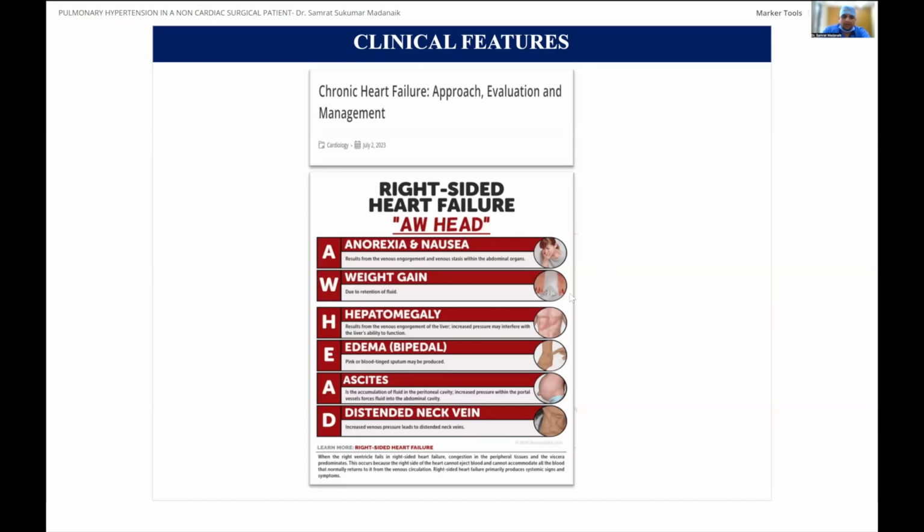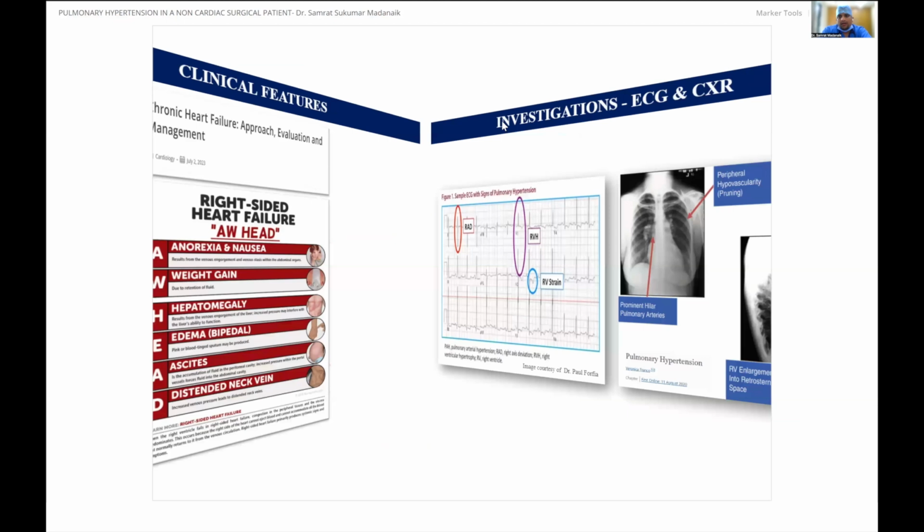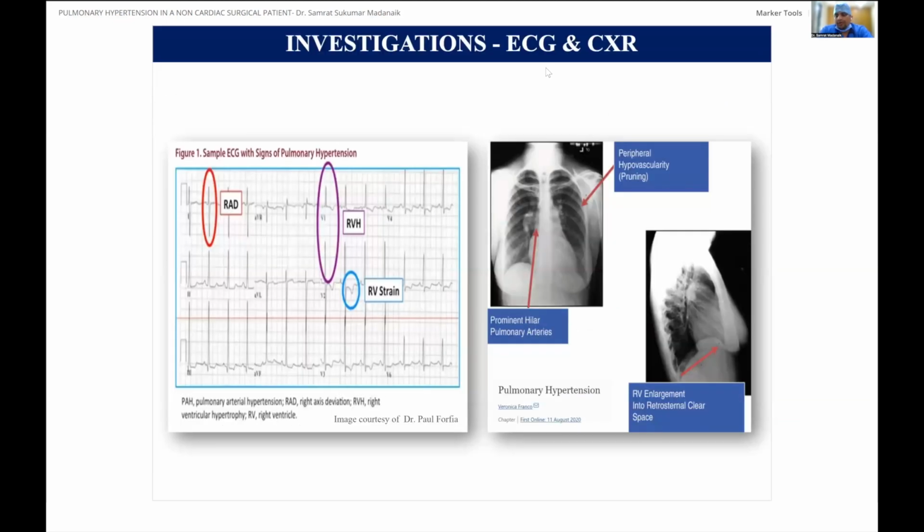So basically, these are anorexia, weight gain, hepatomegaly, edema, ascites, and distended neck veins. The basic investigations that we all do in this subset of patients are ECG and chest X-ray. So ECG can show a right axis deviation, right ventricular hypertrophy, or RV strain kind of pattern. X-rays can show peripheral hypovascularity, that is pruning, or there can be prominent hilar pulmonary arteries, or there can be an RV enlargement which can be seen on a lateral chest X-ray.